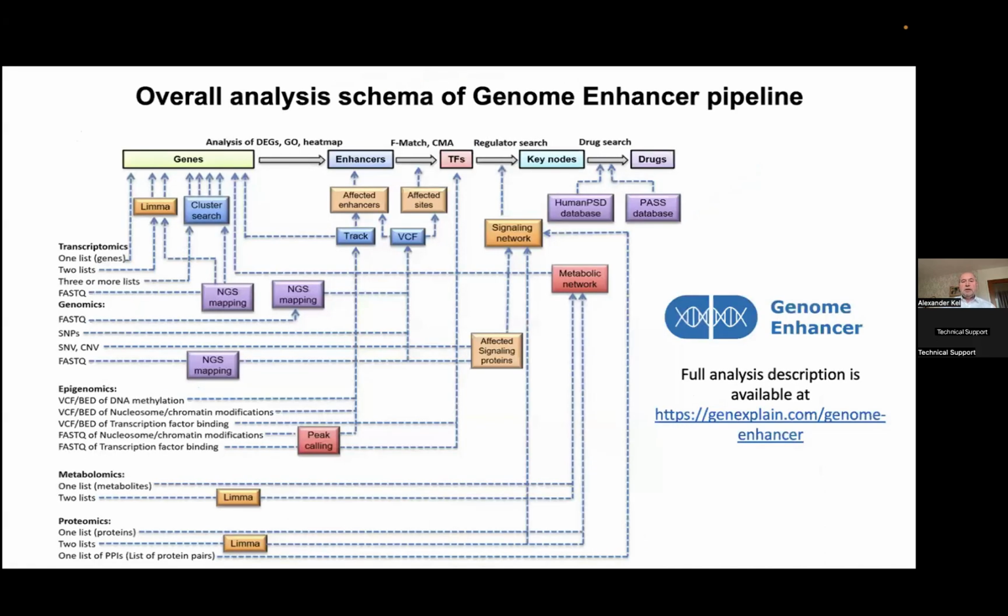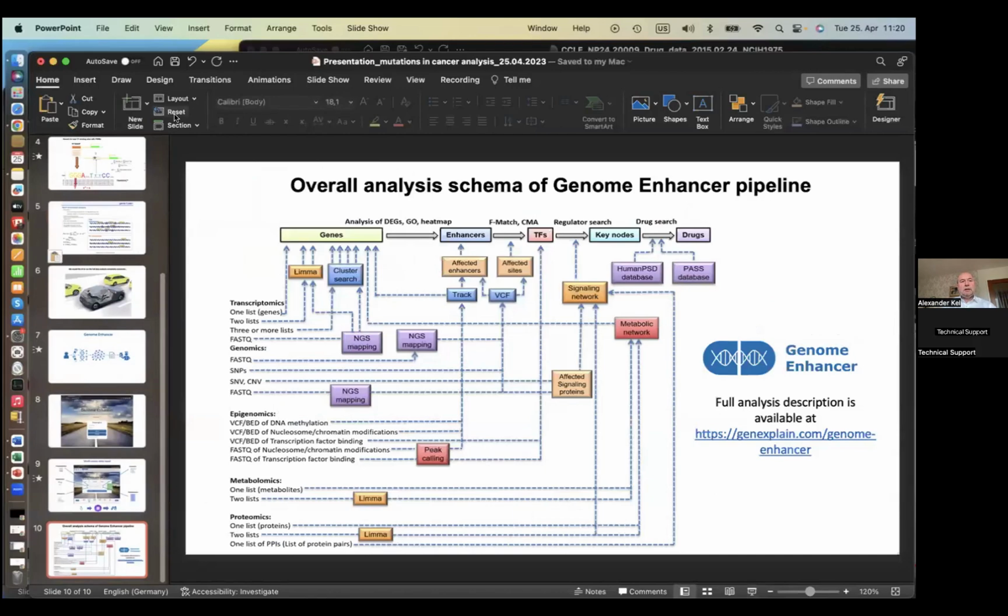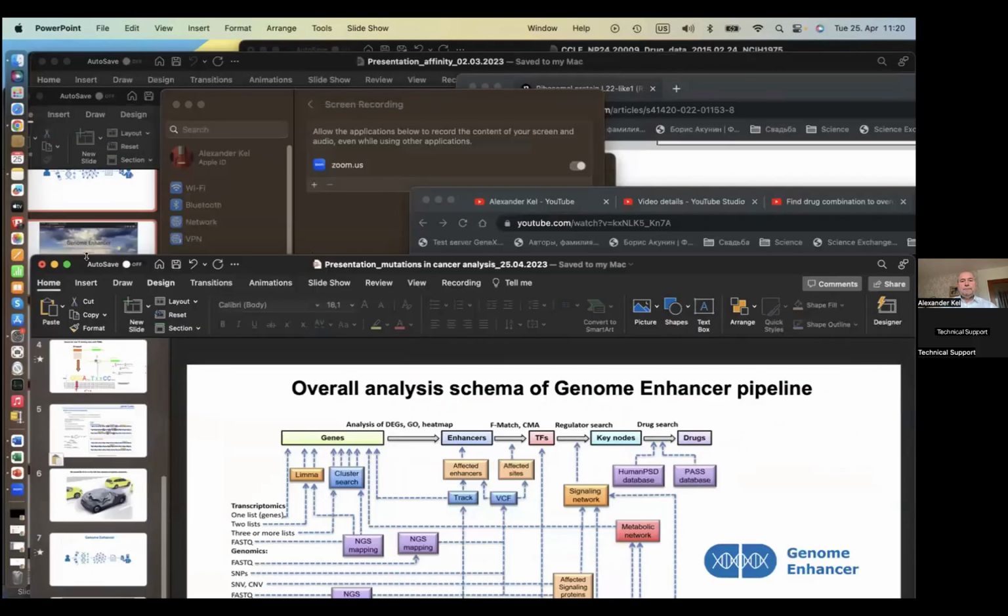And actually this is a big illustration of that complicated workflow which is running under this Genome Enhancer. It's pretty straightforward. Actually, it goes from your data to the key nodes, to the master regulators, and to the prediction of the drugs. But it has a certain internal structure depending on which type of data you're putting. It makes its own decision how to proceed. Okay, so that's what I wanted to show on slides, and I will go now online.